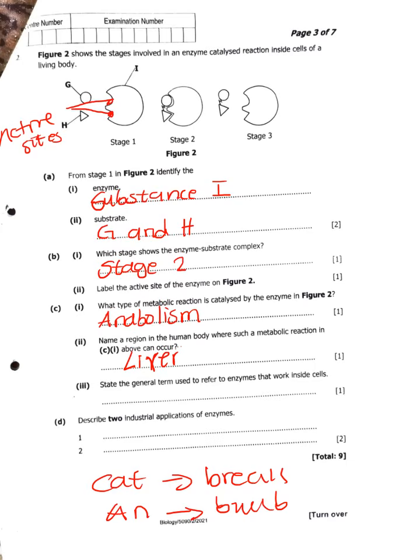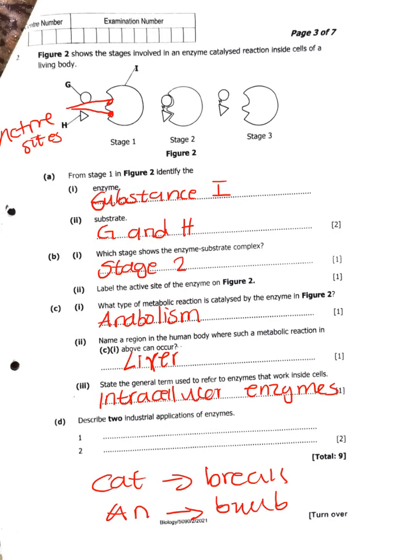Then in Roman number 3, state the general term used to refer to enzymes that work inside cells. So there are enzymes that work outside the cell and those that work inside the cell. So our point is we are trying to give the special name given to those that work inside. So here it is intracellular enzymes. The word intra means inside. Extra means outside. So that's a key point. Or extracellular, so that is outside.